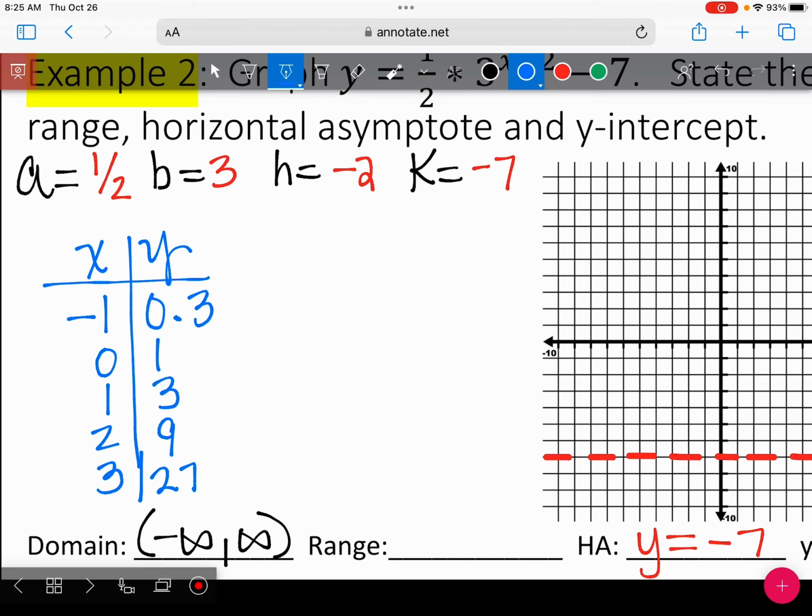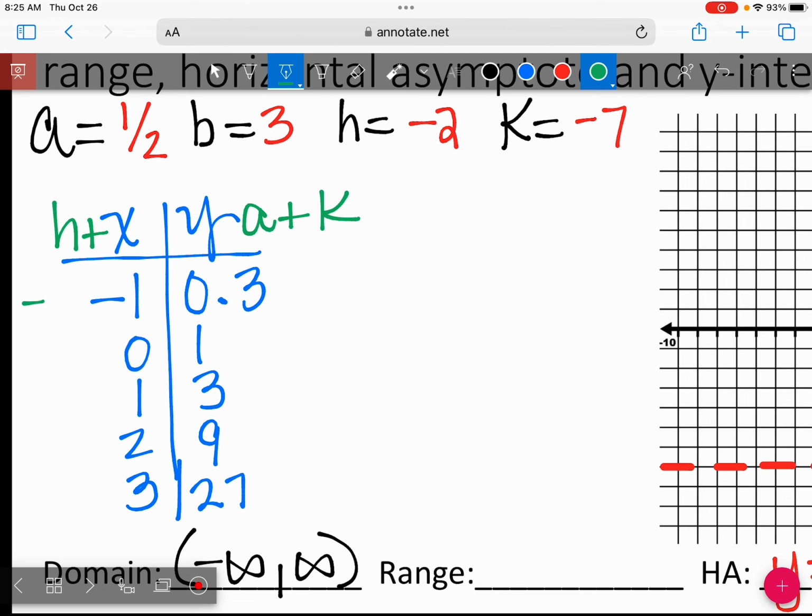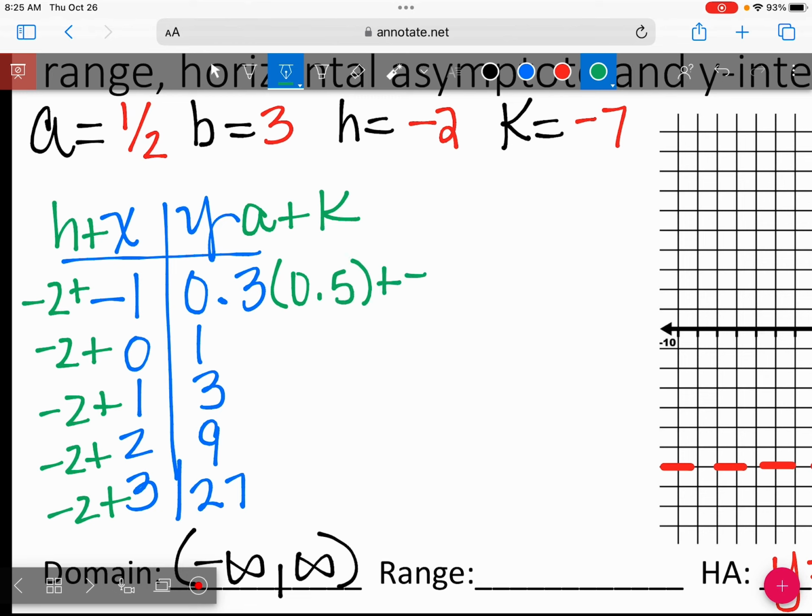So now you're going to apply your transformations, and that would be x plus h, y times a plus k. So h is -2, so I'm going to add -2 all the way down. And then for my y's, I'm multiplying it by 1/2, which I'm going to write as a decimal. And then I'm adding -7, or you could just say subtracting 7. All right, so you're going to pick up your calculators and get your new table.